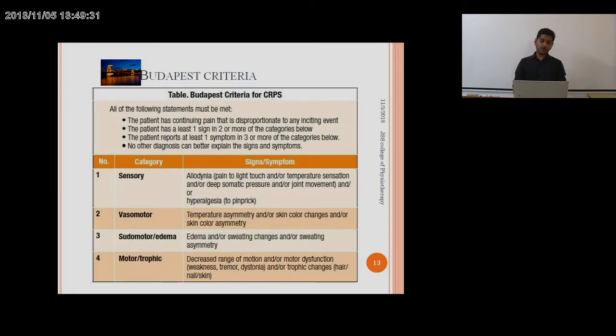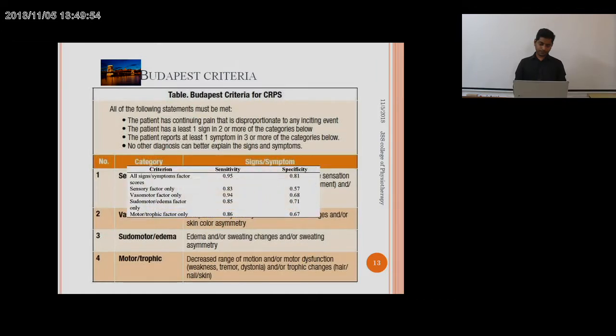When it comes to motor and atrophic changes, because of pain, people will have a reduced range of motion where they are not going to do an active range, ultimately leading to range of motion restriction. And this leads to motor dysfunction. Ultimately people will have weakness, tremor, and dystonia. And in atrophic changes, there will be changes in hair, nail, and skin growth. So in the Budapest criteria, after formulating all these four aspects of both signs and symptoms, the specificity has grown up. It has gone to 0.95.